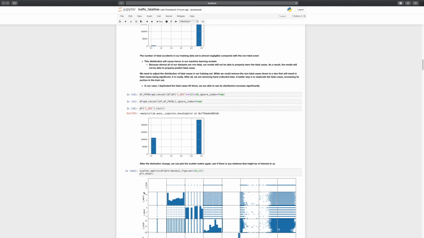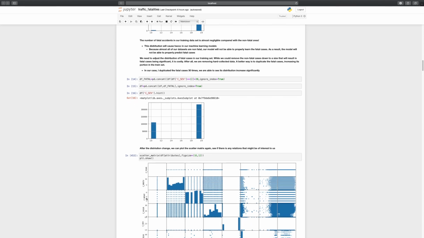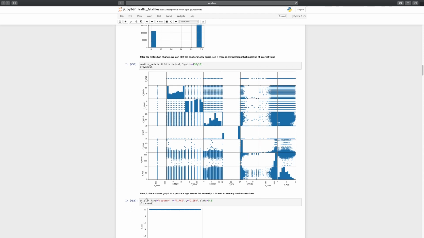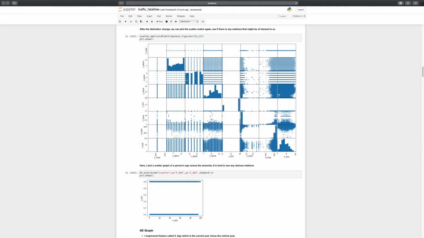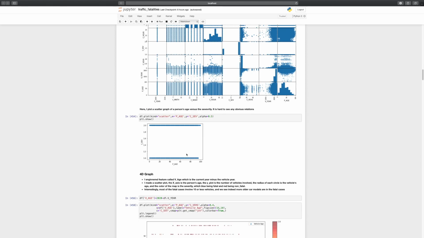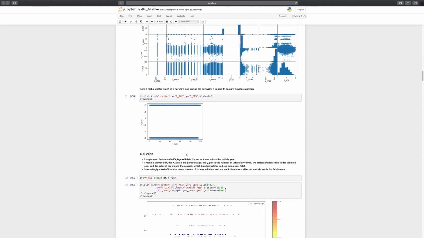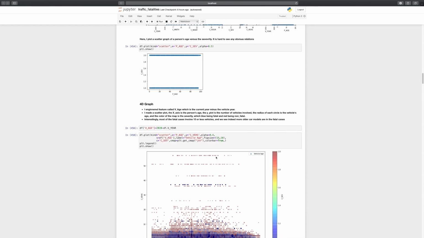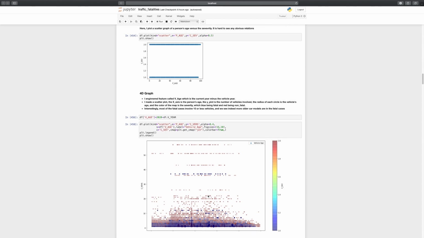Let's plot our scatter matrix again to see if there are any patterns that we can find. Well, our scatter matrix shows that, maybe because most of our variables are categorical, there aren't any discernible patterns right now. What we can do is try a 4D graph. That's what I did in this stage. I engineered a feature called vehicle age, which is the current year, 2020, minus the vehicle year, as shown here.